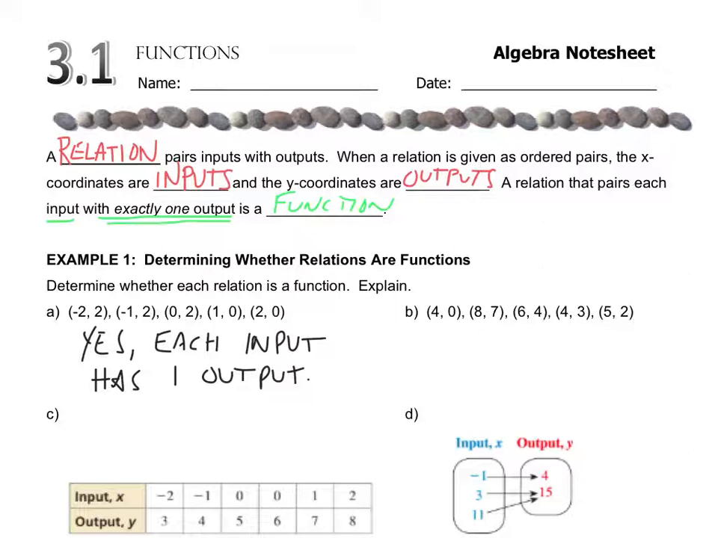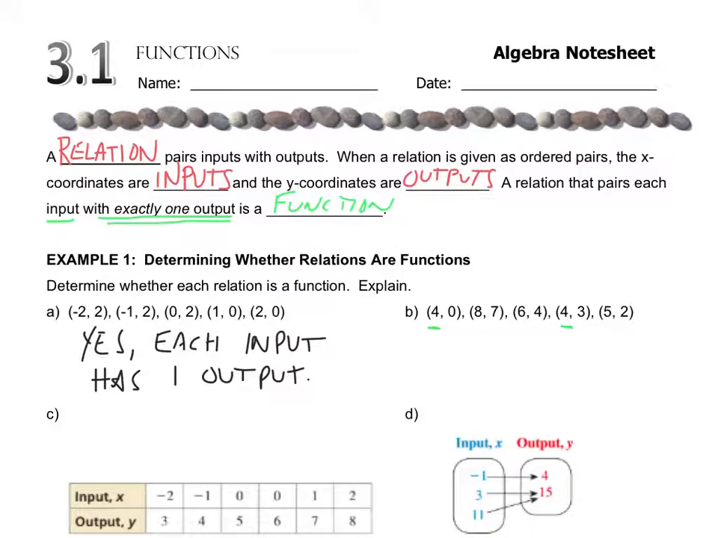So looking at this set, 4 goes in, comes out as a 0. 8 goes in, comes out as a 7. 6 goes in and comes out as a 4. 4 goes in and comes out as a 3, and 5 goes in and comes out as a 2. Well, here we have the problem. So the problem with this one is, this is still a relation, because these are all inputs. But here, we have 4 going in and becoming a 0, and also 4 going in and becoming a 3.